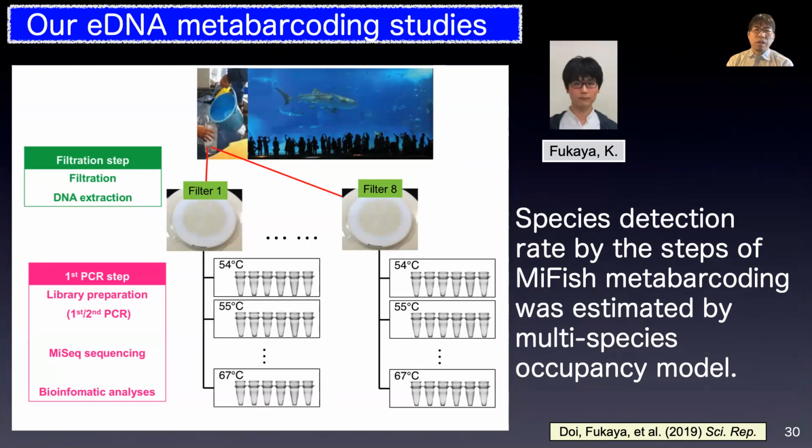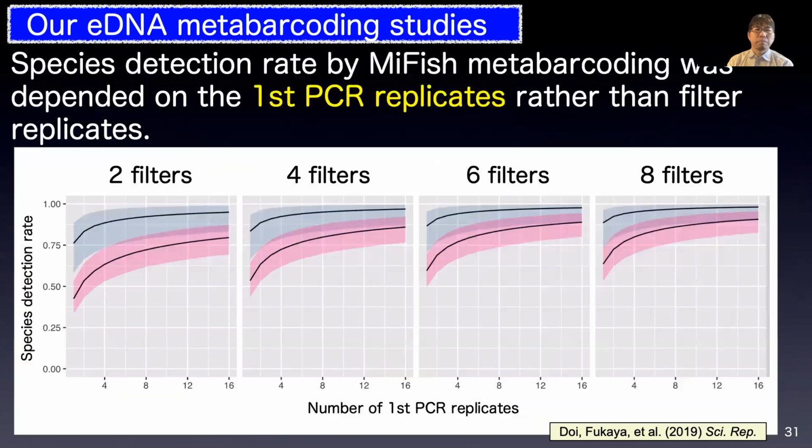We estimated the species detection rate of these 2 steps by using multi-species occupancy modeling. And this is the result. So the species detection rate by MiFish metabarcoding was dependent on the first PCR replicates rather than the filter replicates. This figure shows X is the number of first PCR replicates and Y is the species detection rate. And each figure shows a different number of filter replicates from 2 to 8. So we found that as the number of first PCR replicates increased, the species detection rate increased rapidly. But among the filter replicates, the fish detection rate was not remarkably different.